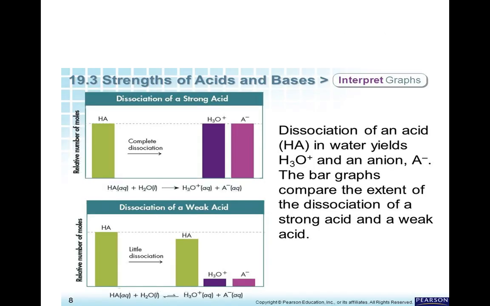Okay, so let's see what else. Strong acids, weak acids, strong bases, weak bases. Okay, we'll go real fast on this one.